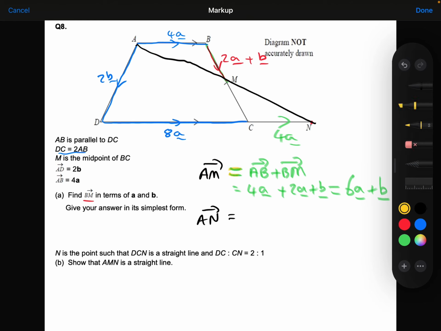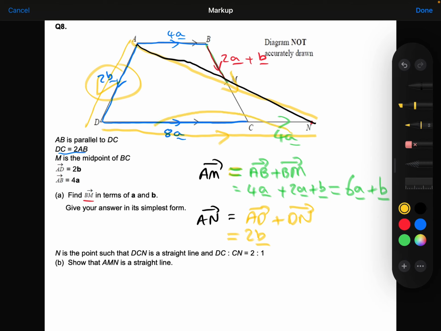Right, let me now work out the vector from A to N. To do that, I'm going to go from A to D plus from D to N. The A to D, that's easy, that's 2b. The D to N, that's easy as well, that's going to be 12a. So we've worked out A to M, we've worked out A to N.